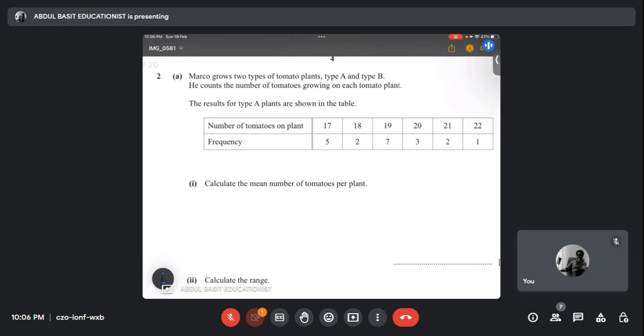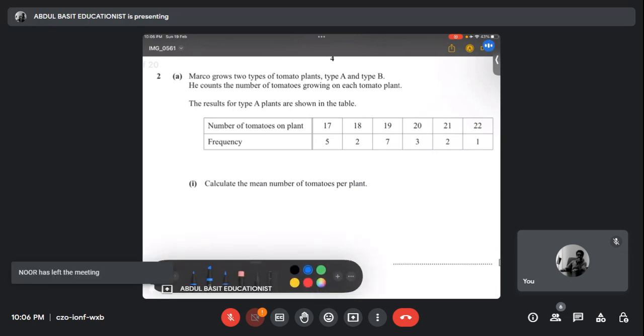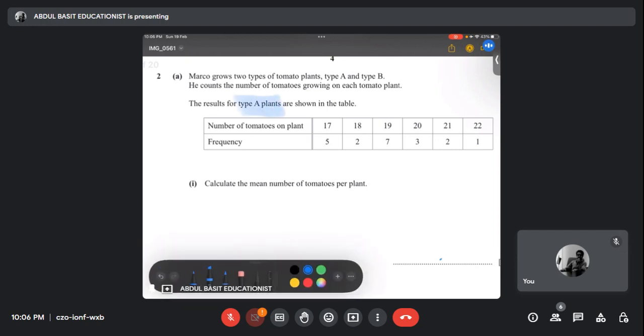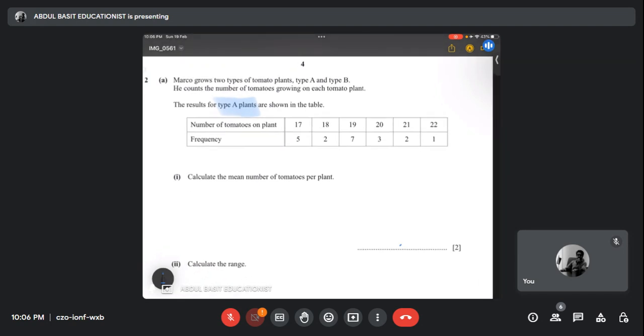First of all, reading the question is very important. So I'm talking very slowly so that you guys can understand the question. They say that Marco grows two types of tomato plants, type A and type B. He counts the number of tomatoes growing on each tomato plant. The results for type A plant: the number of tomatoes on a plant is 17, and there are 5 plants like that.